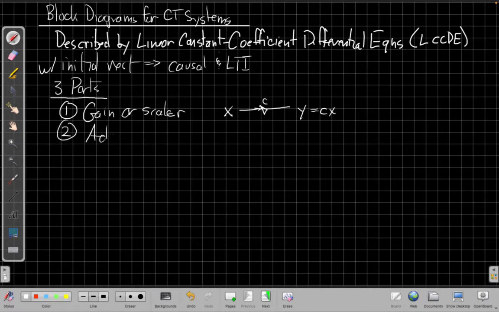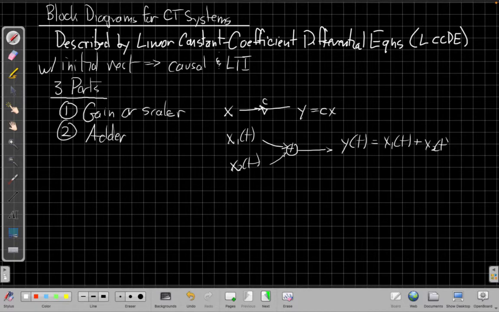Another piece will be an adder, where I have two signals coming in and add them to get out a new signal that's the sum of those two. And the third thing we need to make a differential equation is a derivative. So that's the obvious answer.